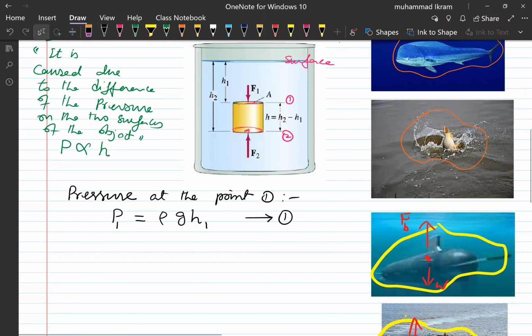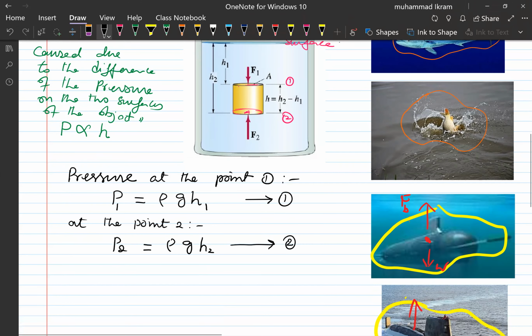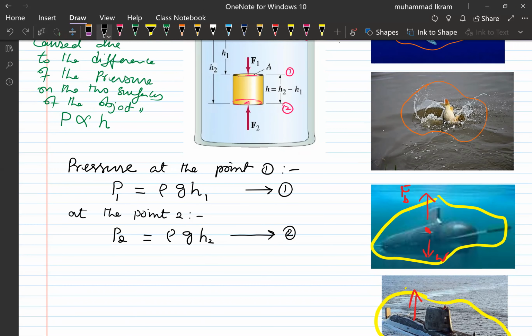Now the object also experiences pressure at the bottom surface. So at the point 2, what is going to happen? The pressure P2 is equal to rho GH2. The bottom surface is at the depth H2, right? So both surfaces experience pressure, and there is a pressure difference. The pressure P2 is greater than the pressure P1.